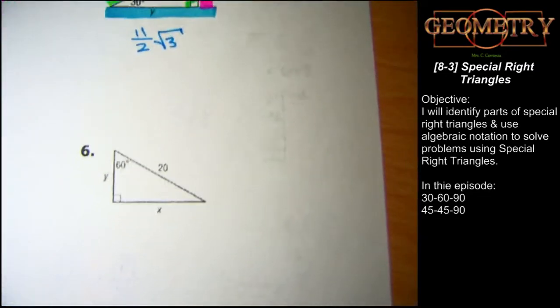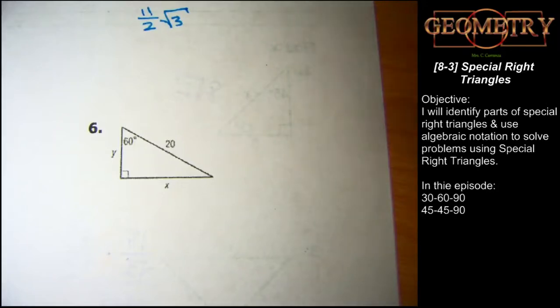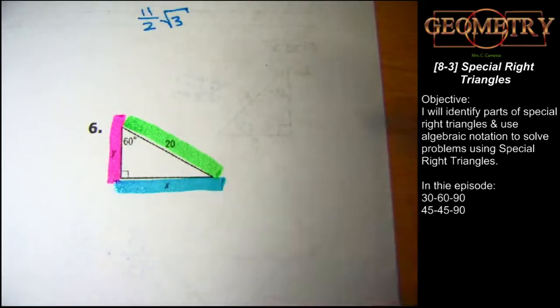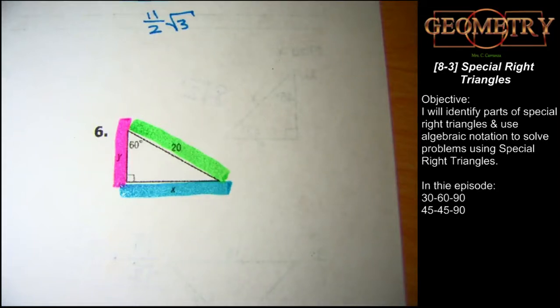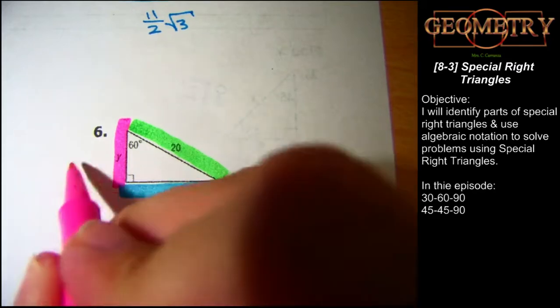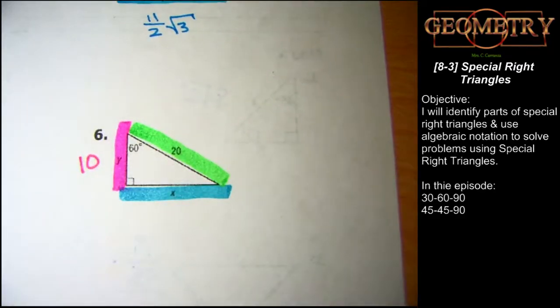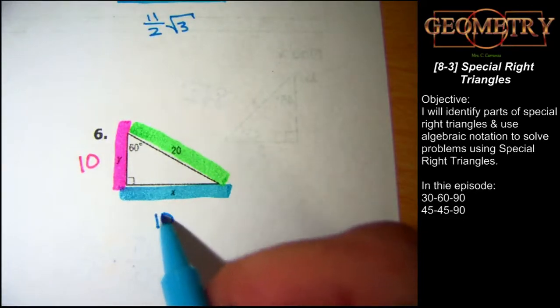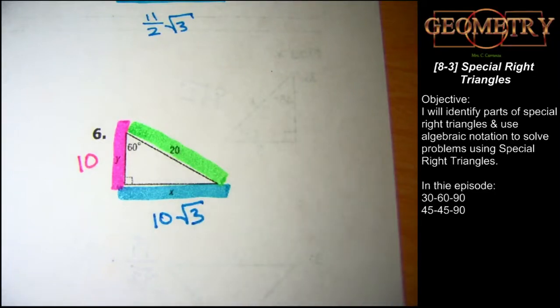Let's do number 6. Which one's my hypotenuse? Okay, and my small leg? Y. Good. And my big leg? X. Beautiful. My hypotenuse is 20. My small leg is 10, because to go from small leg to hypotenuse, you multiply by 2. So to go from hypotenuse to small leg, you divide by 2. My small leg is 10. My big leg is 10 square roots of 3, because my pattern says for big leg, take small leg, multiply by square root 3.